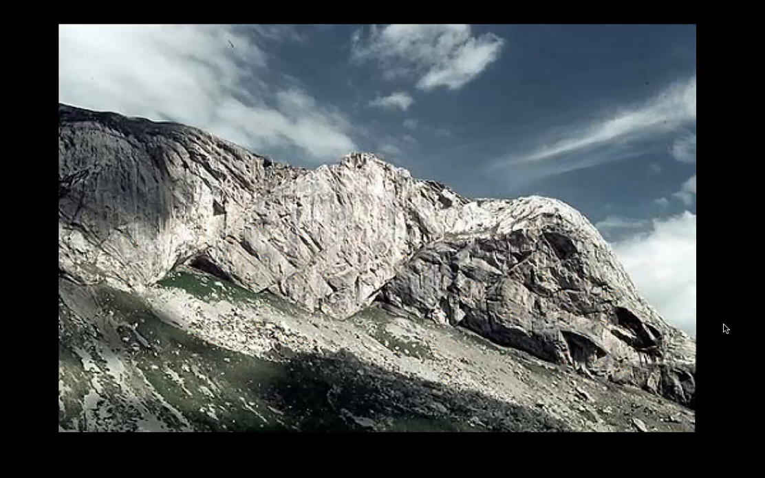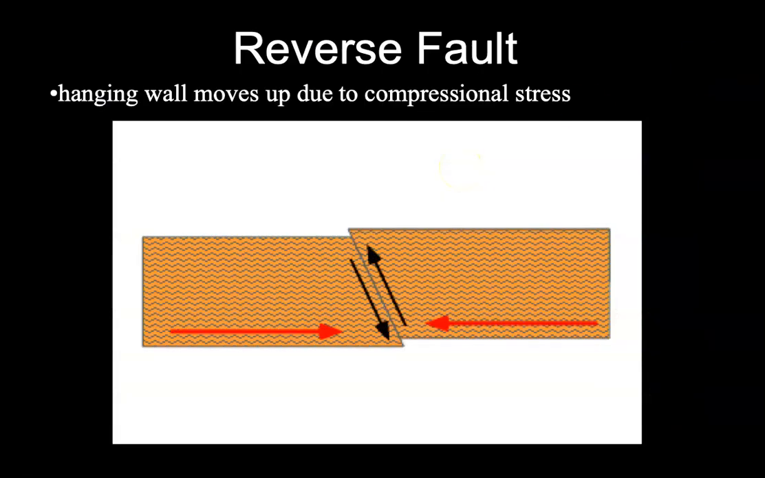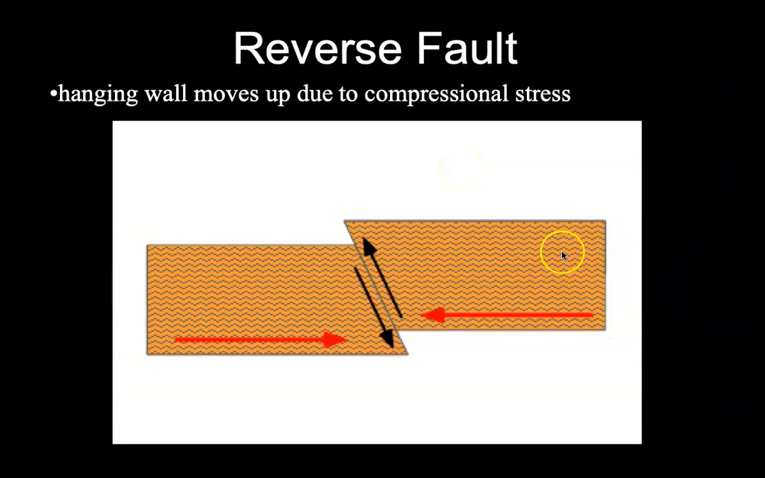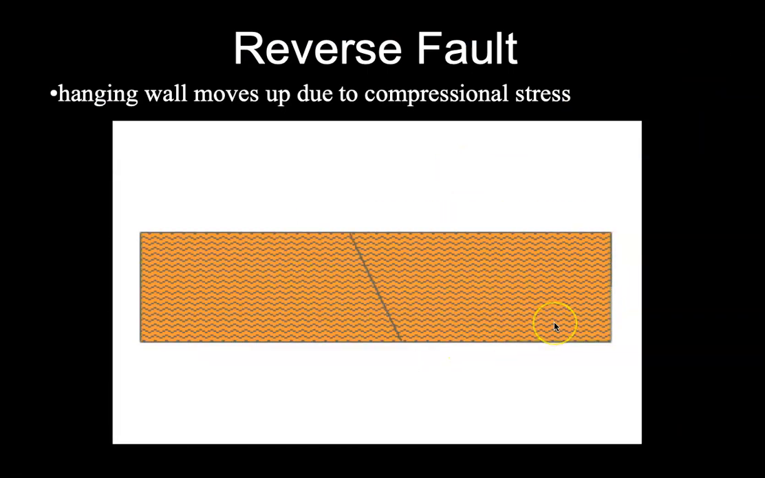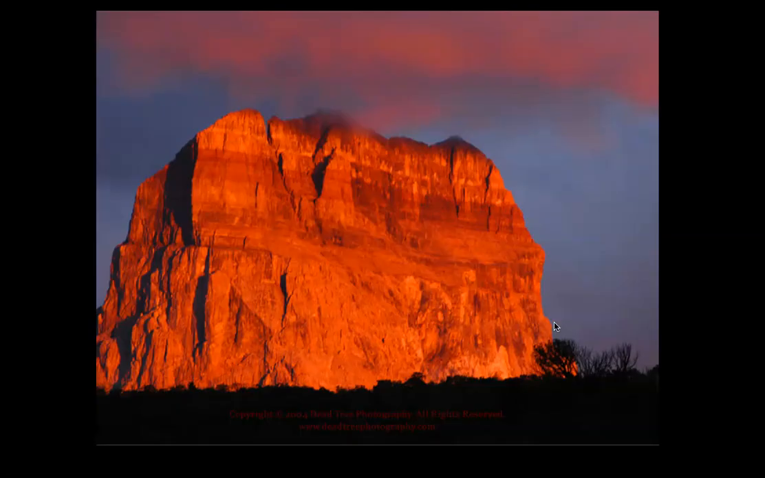Normal faults create a beautiful topography. Here's a normal fault. Hanging wall moved down, footwall moved up. In a reverse fault, the hanging wall moves up and the footwall moves down. This is due to compression. A beautiful reverse fault is in the Chief Mountain, which is in the United States, American West, and shows the hanging wall, which has slid many hundreds of kilometers from its original location.